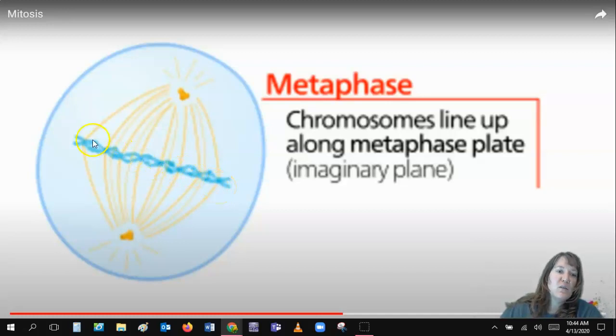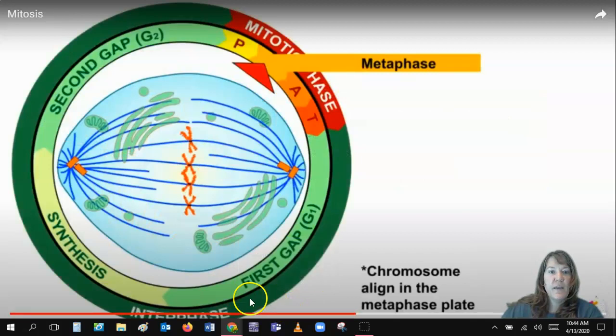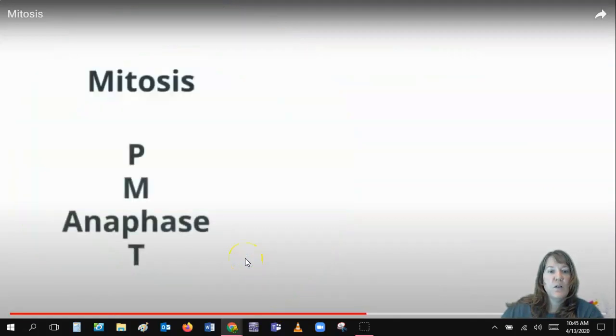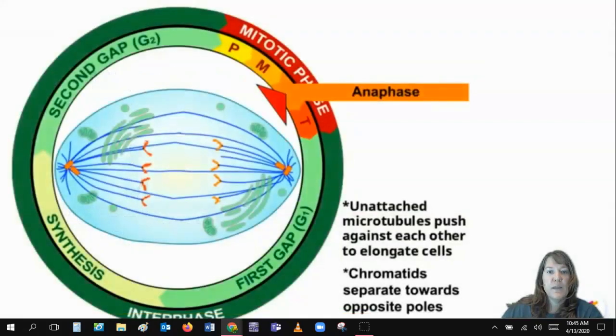And the reason that they do that is so that you can pull one to this side and one to this side. So we duplicated our DNA, right? So we have now two complete versions of our genetics. So we just need to pull one copy to this side and one copy to this side. So you'll see the spindle fibers and then everything lined up in the middle. That's metaphase. Okay, so just another version where you can see the chromosomes all lined up on that metaphase plate.